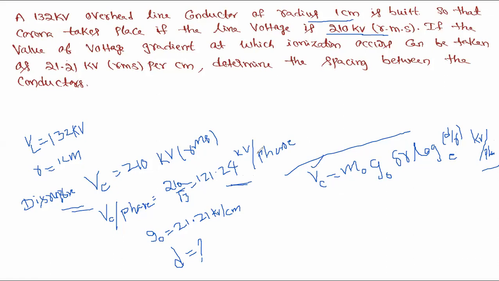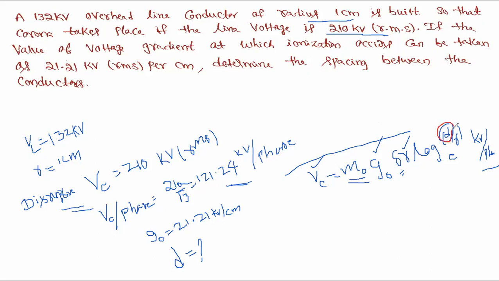In the problem, they are not given the irregularity factor m naught, the dielectric strength of air 21.21, or the air density factor. The radius is 1 centimeter, log d by r. We want to find out the spacing of the conductor d, and the radius is 1 centimeter.